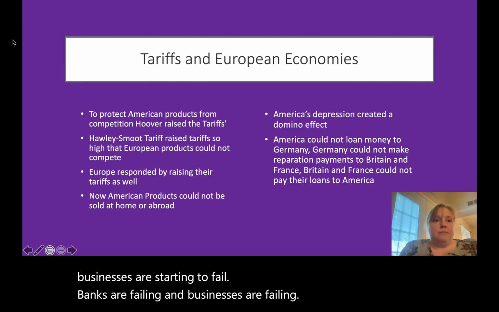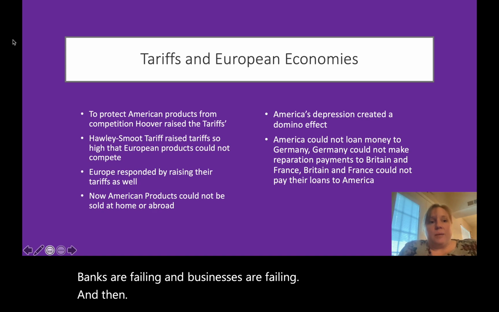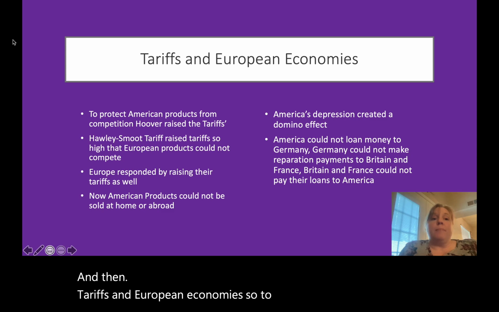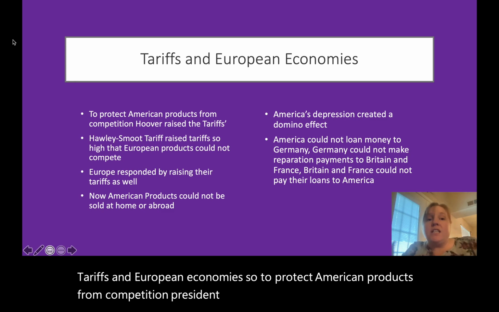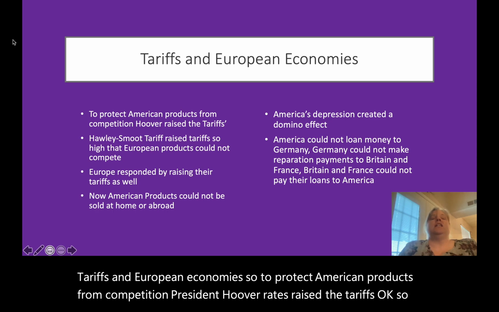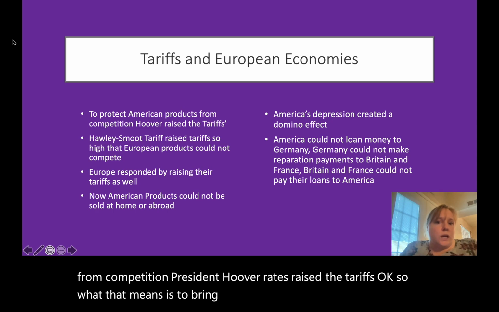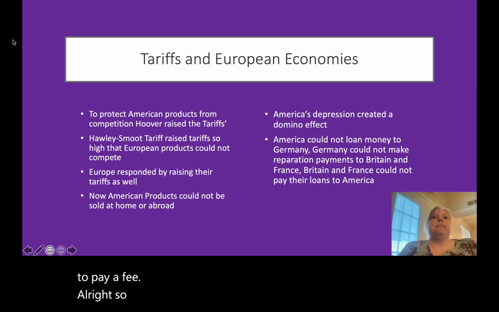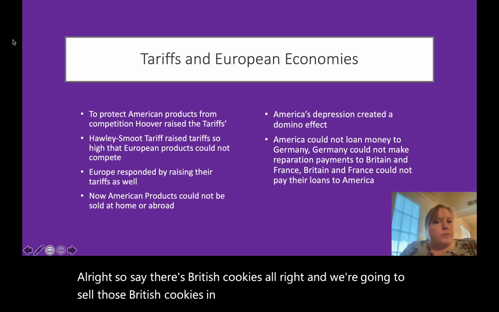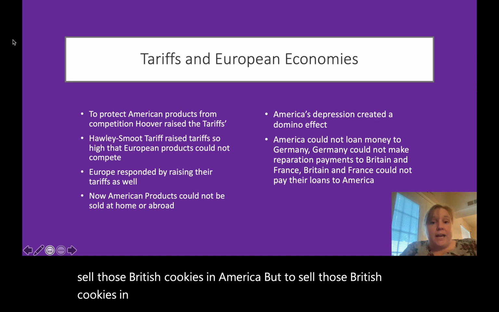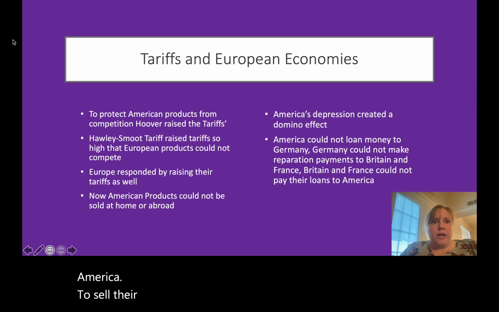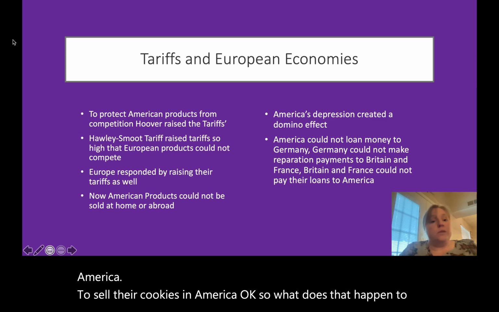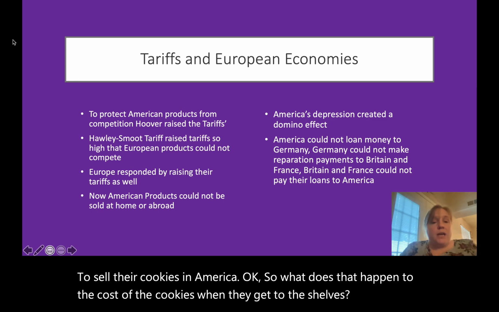And then tariffs and European economies. To protect American products from competition, President Hoover raised the tariffs. What that means is that to bring a product into the country, you have to pay a fee. Say there's British cookies, and we're going to sell those British cookies in America. But to sell them in America, the British company has to pay a fee to America. So what happens to the cost of the cookies when they get to the shelves? They go up to make up for that tariff.